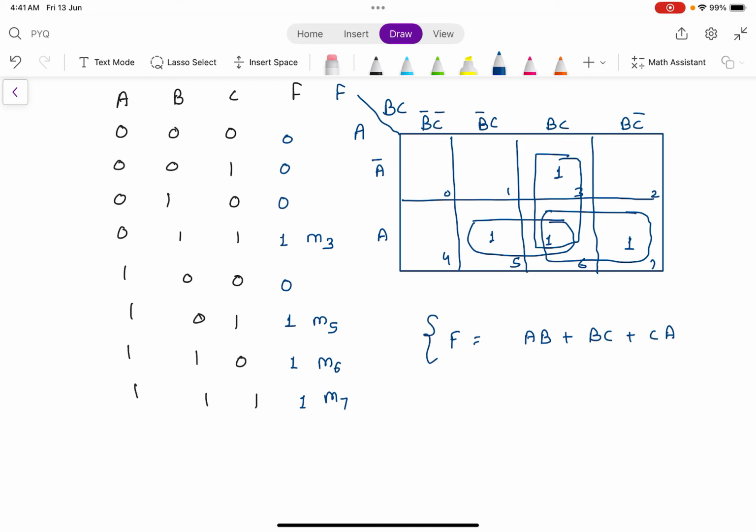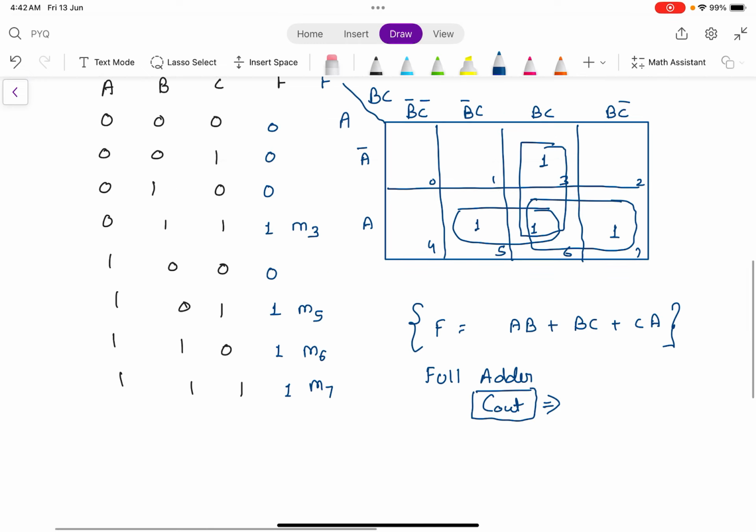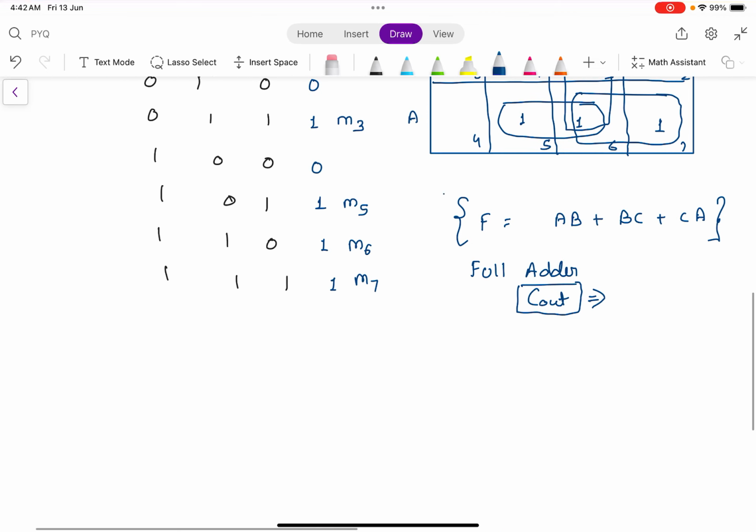This is nothing but the expression of the carry out of a full adder. Carry out is written as AB plus B C-in plus C-in A. So this is the expression of carry out in a full adder. If you have remembered it, good, or no problem if you can derive it as quickly as possible. So we got the fundamental expression for what the statement says.